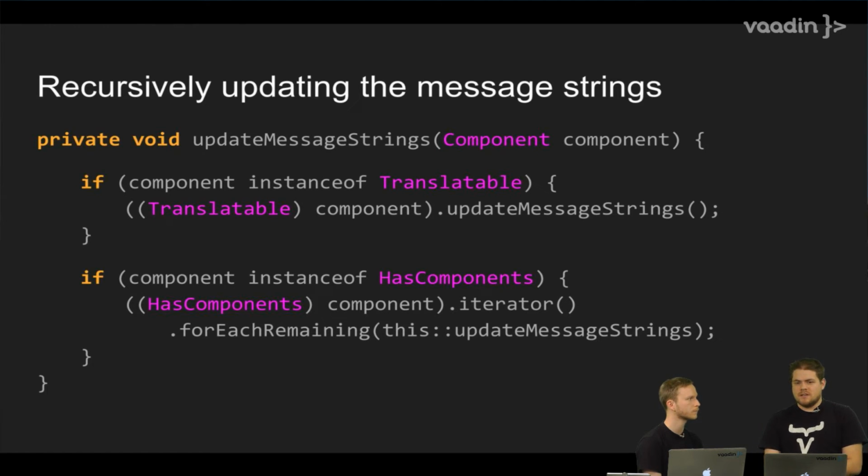The first part checks whether this component actually implements the translatable interface, and if it does, it will invoke this update message string to actually update the UI. And the second part is to check if this component also contains other components. So this implements the has components interface. And if it does, we will recursively invoke this update message strings method on each child component. And by doing this, it will traverse the entire component tree until all the attached components have been translated.